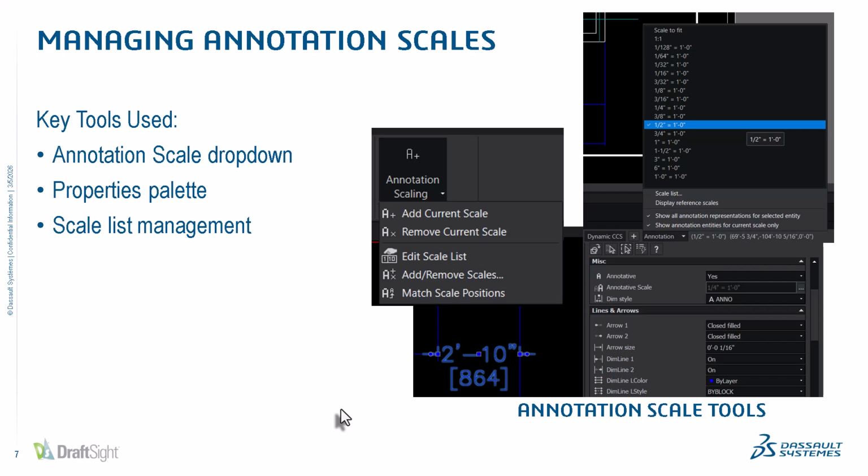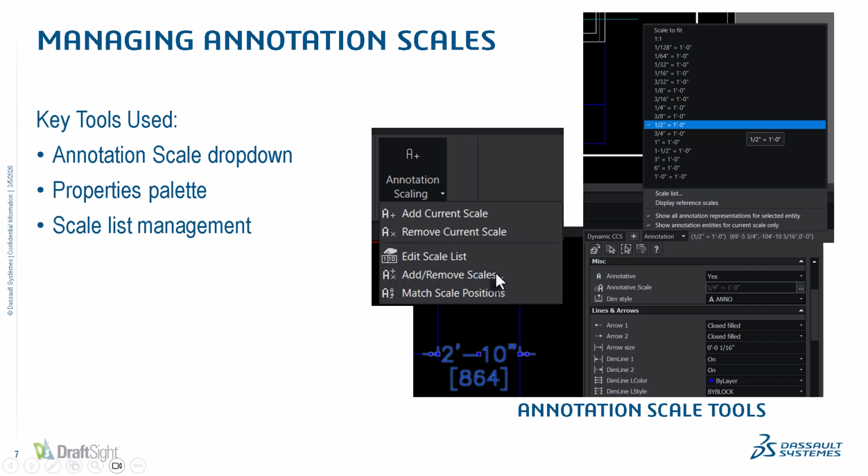So how do we manage annotative scales in DraftSight? Well, there's a little button up in your annotative tab that says Annotation Scaling. And you can see you add in a scale, or you can remove scales as well. So maybe you didn't want certain objects to be on a certain size scale. That's how you would do that. You can go through and edit the scale list, and you can do it for metric or imperial scales, depending on what you're working on. And again, you have the ability to add and remove multiple scales from objects.